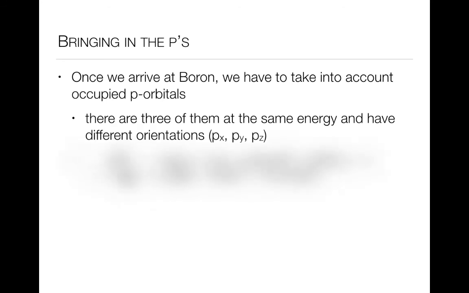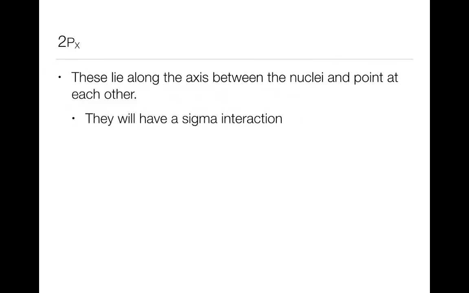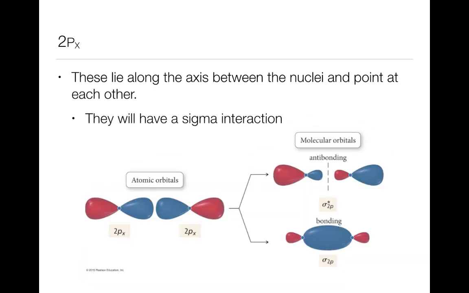Now those different orientations of the p orbitals lead to different types of bonding interactions between the p orbitals on the different atoms. So let's take a look at each of those separately. Let's look at the px's here, the 2px in a boron atom. These lie along the axis. If you can imagine the 2 nuclei on the x-axis, that means the px orbital would point at the other px orbital, and because you have the 2 lobes pointing at each other, they will have a sigma interaction that looks something like this.